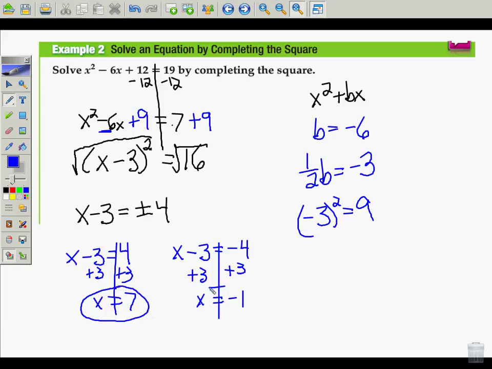We got it into a form that was x squared plus bx. We completed the square, but when we completed the square, we had to add it to both sides. We had two sides that were perfect squares, so we took the square root of each side, got x minus 3 equals plus or minus 4, set up our two equations, and solved, and got our two answers, x equals 7 and x equals negative 1.